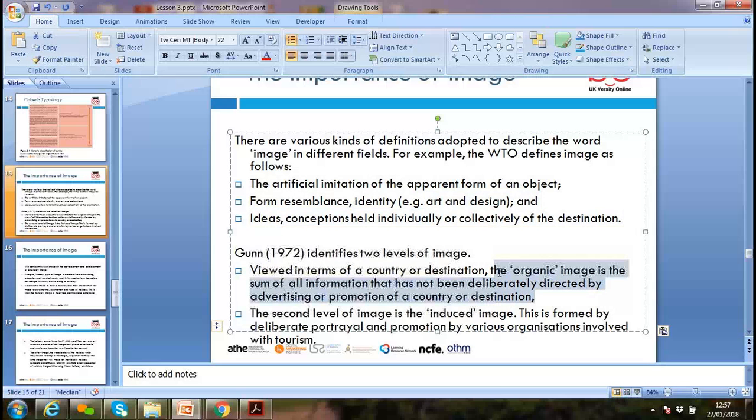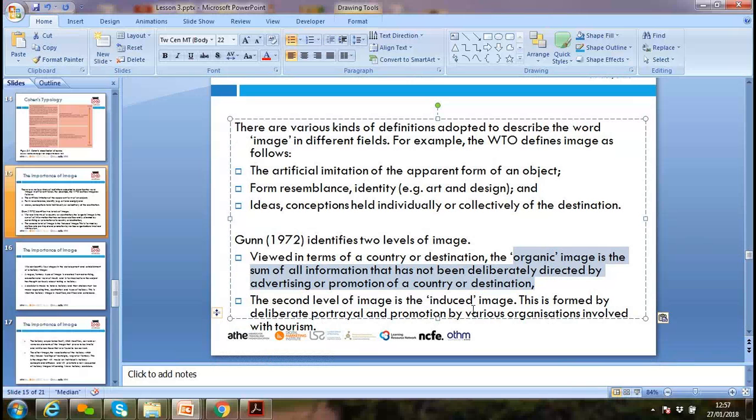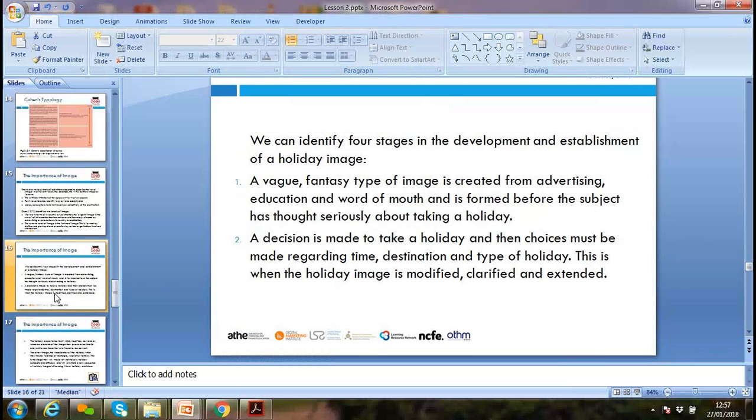Sometimes we're not giving all the information, because we just want to promote a good image of it. The second level of image is induced image. This is a form of deliberate image. Deliberately we bring something.